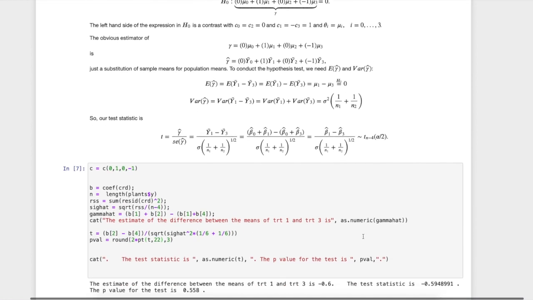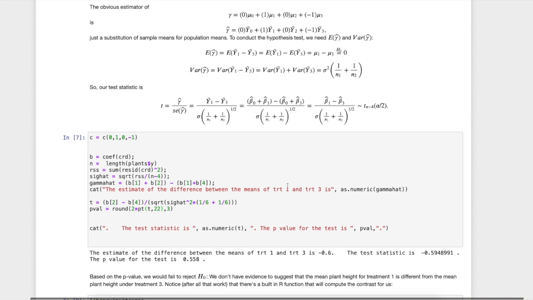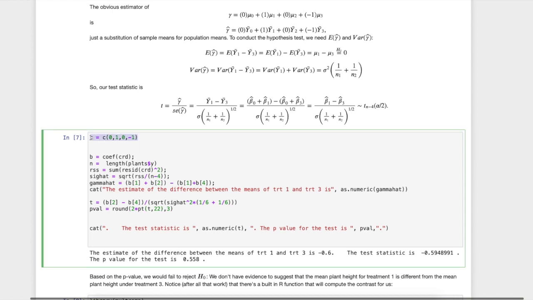So let's now implement that in R. So in R, I write down my contrast, so the constants that go into the contrast. And then I just store, just for simplicity of coding, I store the coefficients of the completely randomized design above in a variable b. N is the total number of units. And I compute a few things, right? I compute the residual sum of squares because I need that to estimate sigma. And then I actually estimate sigma using sigma hat, so that's the square root of the residual sum of squares divided by its degrees of freedom.